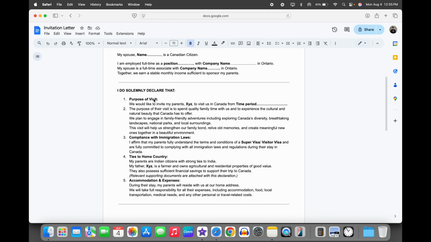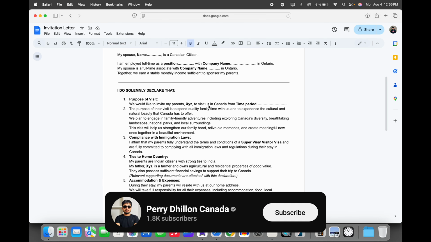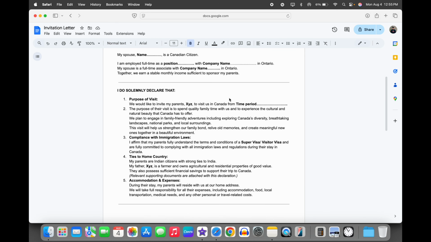Scroll down, purpose of visit. We would like to invite my parents, your parents' names, to visit us in Canada from the time period. Please enter the time period they'll be staying in Canada. And then the second point, third point, and then the fourth one, ties to home country. My parents are Indian citizens with strong ties to India. My father, your father's name here, is a farmer and owns agricultural and residential properties of good value. They also possess sufficient financial savings to support their trip to Canada. Relevant supporting documents are attached with this declaration.